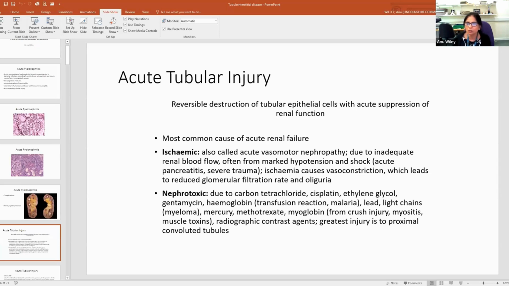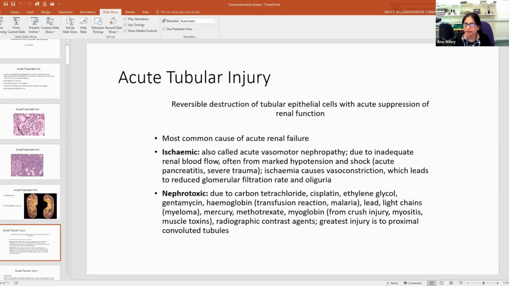So this is the one we see commonly in practice. But the one to remember, something we sometimes need a detailed history from the clinicians for, is the nephrotoxic pattern of acute tubular injury, which can be related to quite a few agents now. Obviously, the older ones are carbon tetrachloride, cisplatin, and ethylene glycol, which I will go into a little bit more detail because you see oxalosis with them.